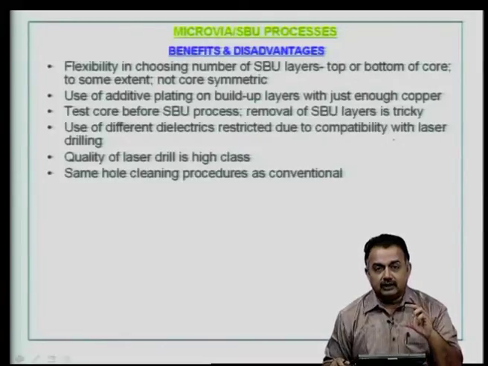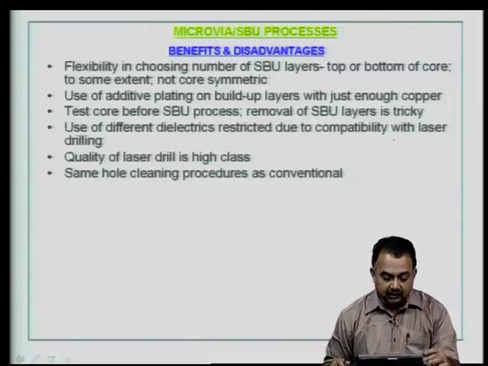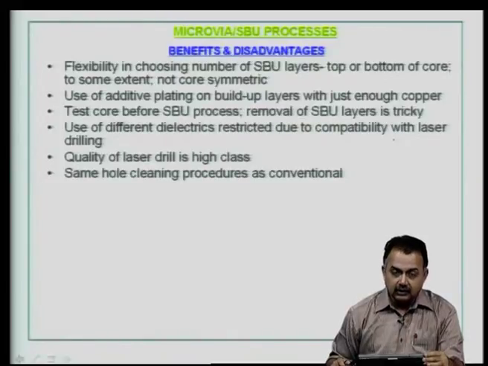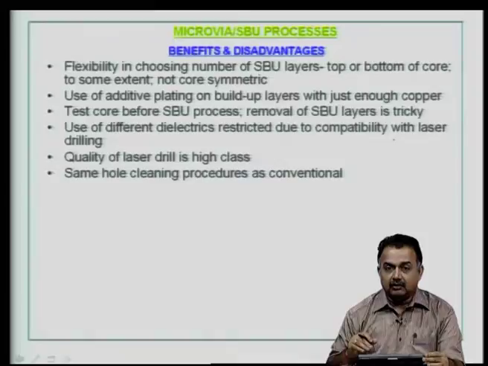If you use a 2-layer core, then if you want to prepare a 4-layer board, you have to add one at the top and one at the bottom. In a SBU process or a microvia SBU process, you can choose a 4-layer core, build just one additional layer at the top, or 2 at the top and none at the bottom, or 1 at the top and 2 at the bottom, and so on.